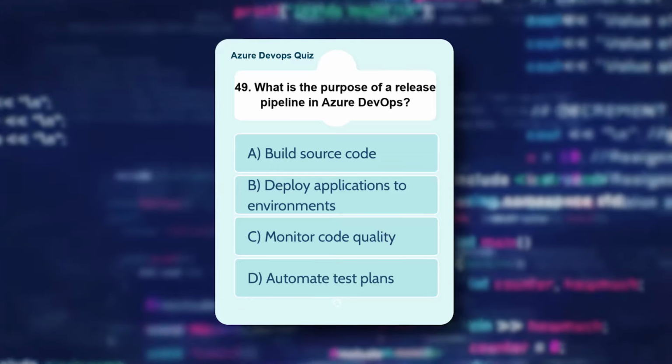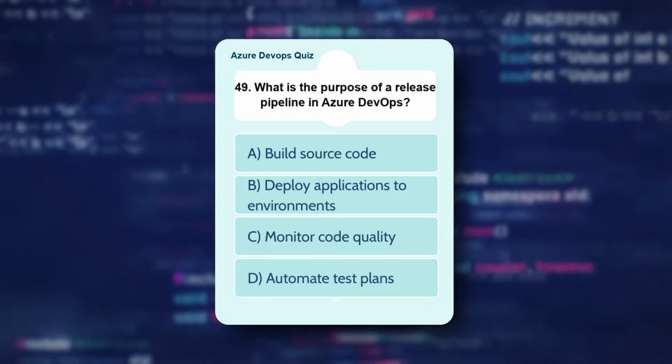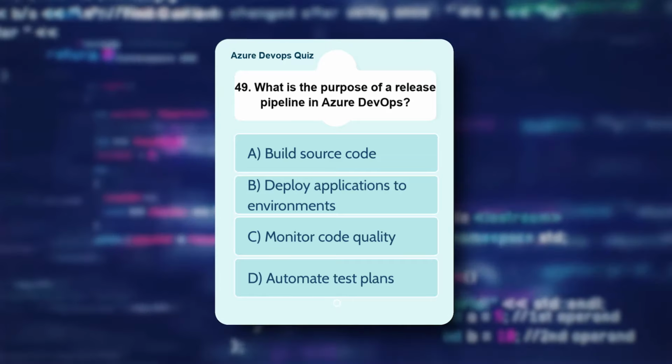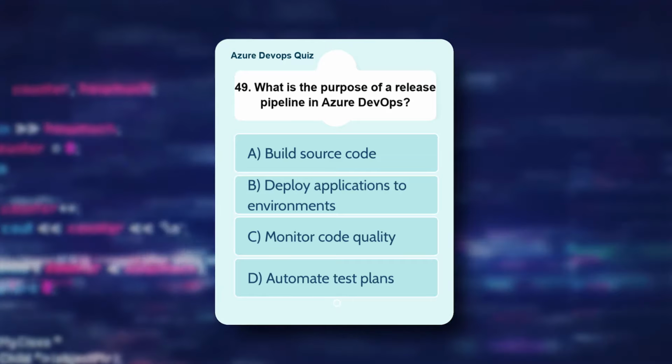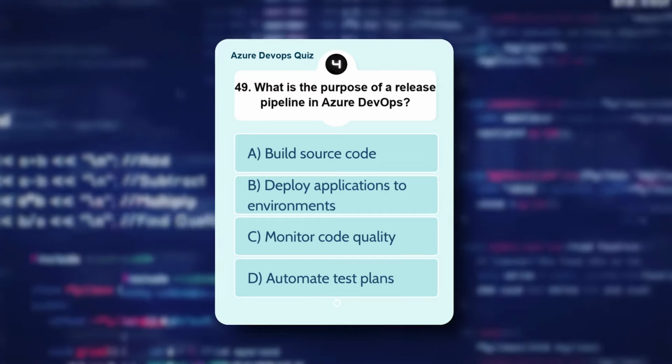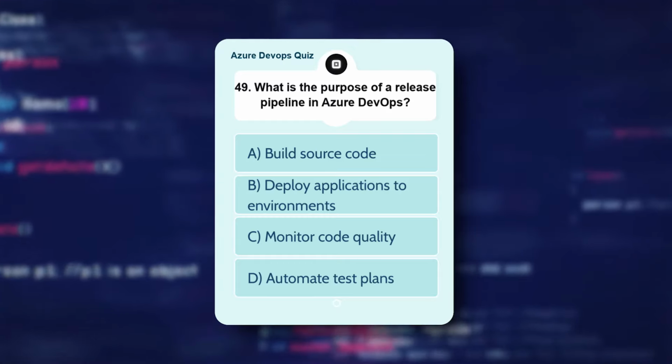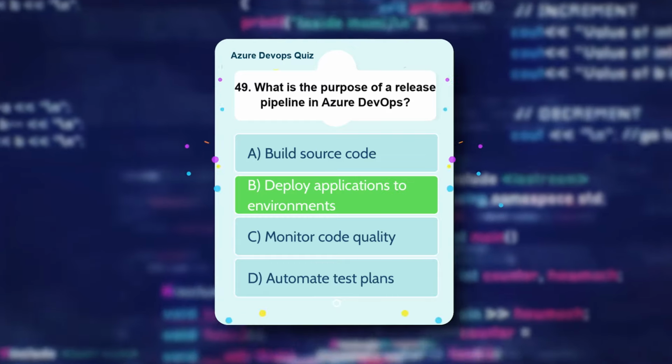49. What is the purpose of a release pipeline in Azure DevOps? A. Build source code. B. Deploy applications to environments. C. Monitor code quality. D. Automate test plans. Answer: B. Deploy applications to environments.